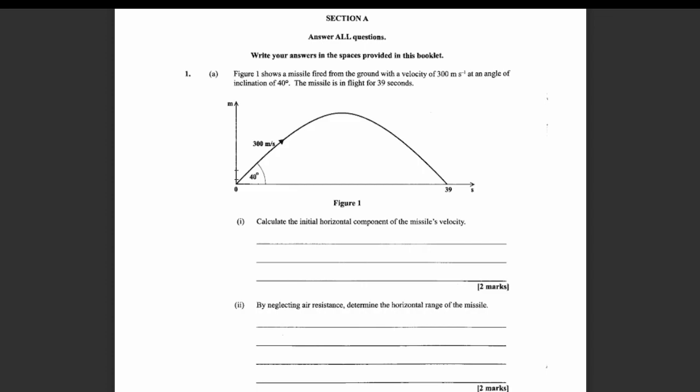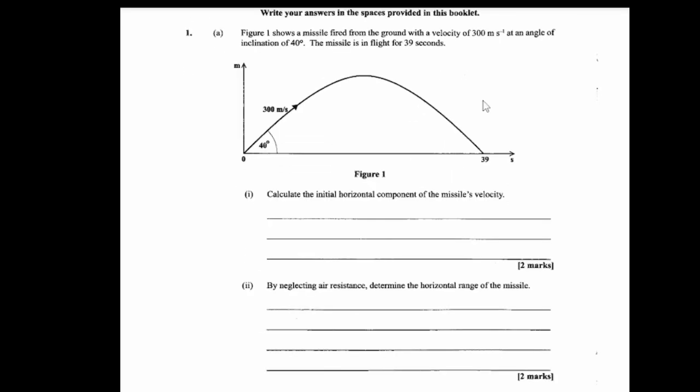First thing the question gives is an image. It says figure 1 shows a missile fired from the ground with a velocity of 300 meters per second at an angle of inclination of 40 degrees. The missile is in flight for 39 seconds. Part 1 of Part A asks you to calculate the initial horizontal component of the missile's velocity, and Part 2 of Part A says, by neglecting air resistance, determine the horizontal range of the missile.